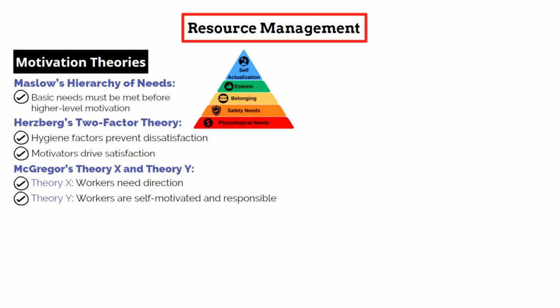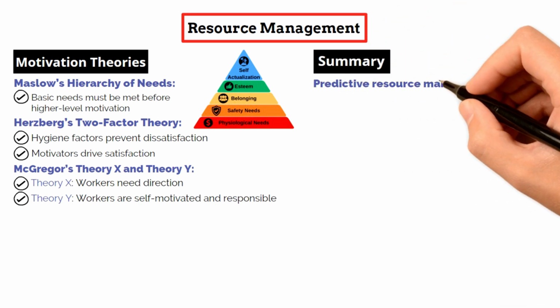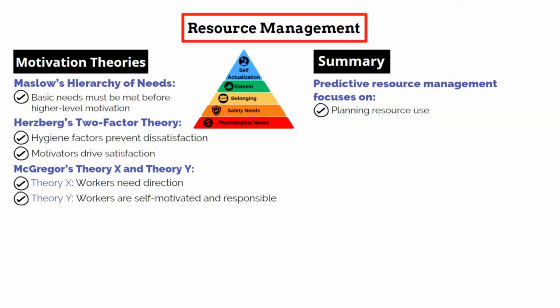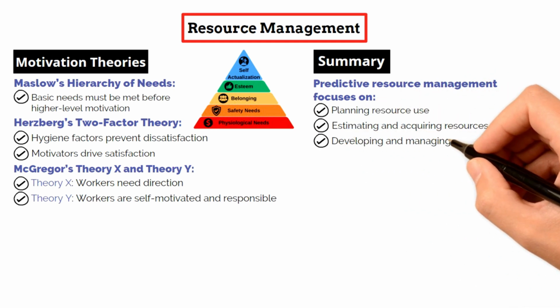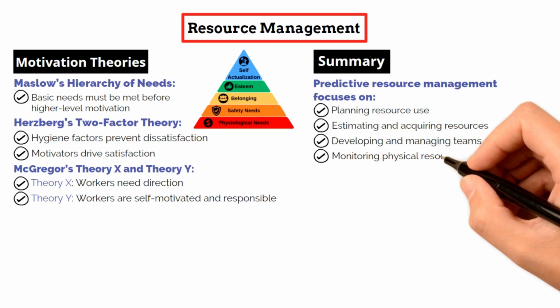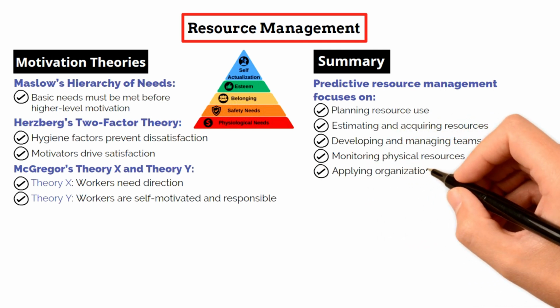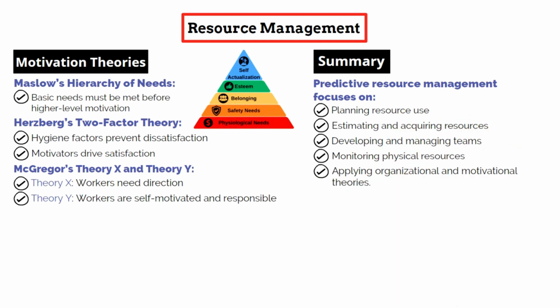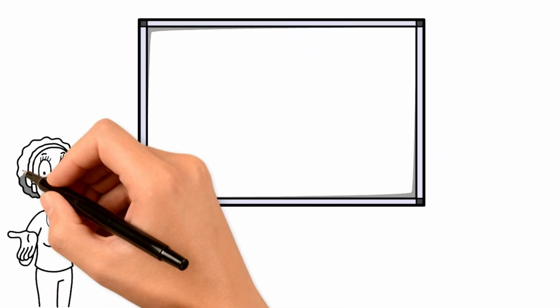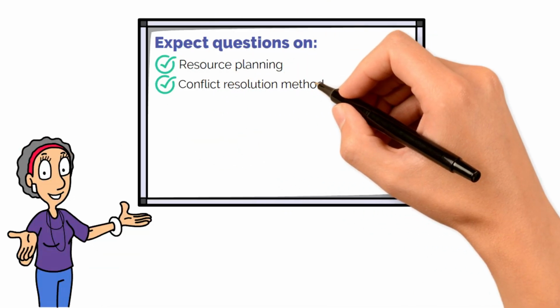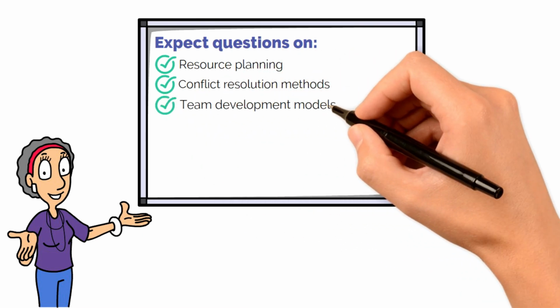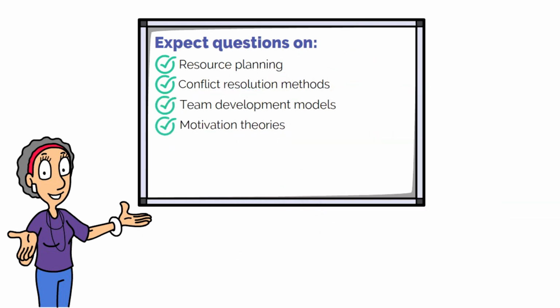self-motivated and seeking responsibility. So, predictive resource management is about planning how resources will be managed, estimating and acquiring them, developing and managing the team, monitoring resource use, and applying organizational and motivational theories to support project success. Now we'll go through practice questions that test your knowledge of resource management planning, conflict resolution techniques, team development models, and motivation theories in predictive environments. Let's get into our first question on this topic.